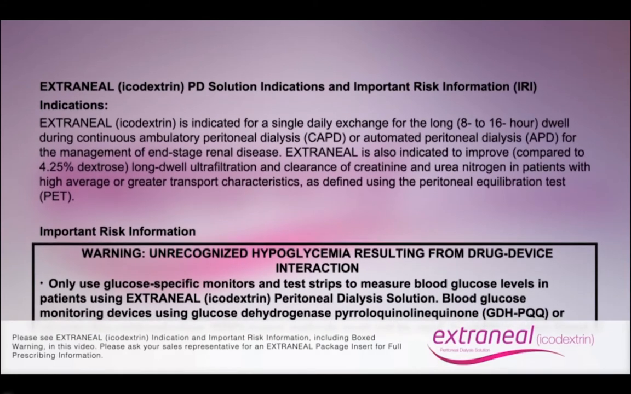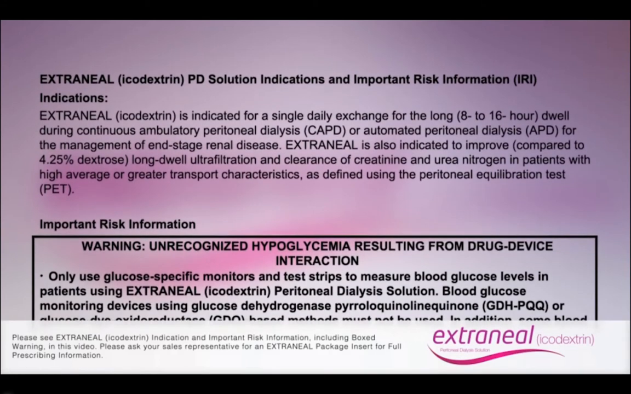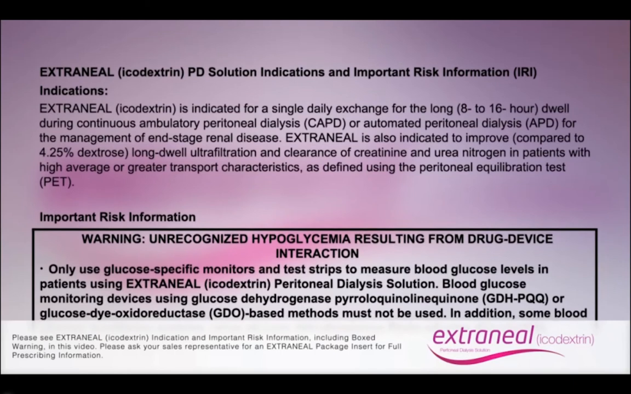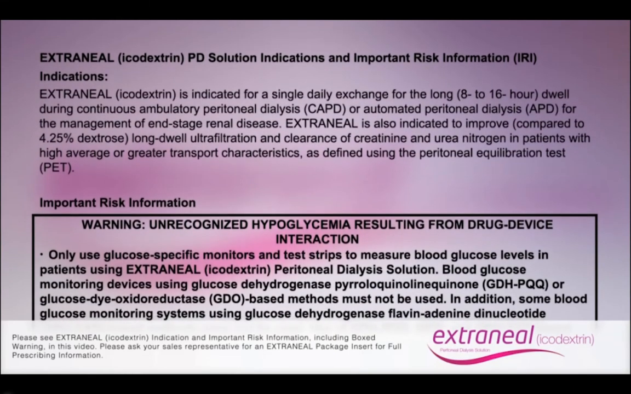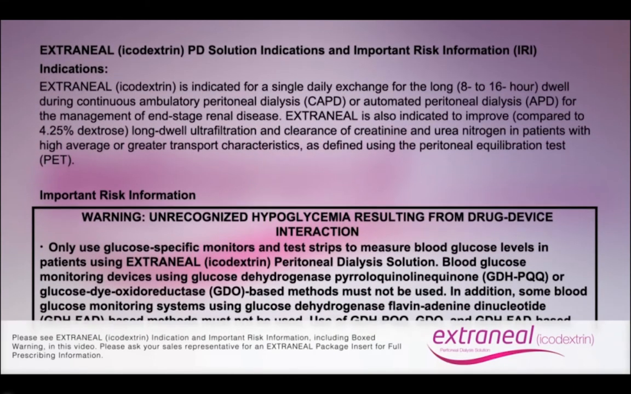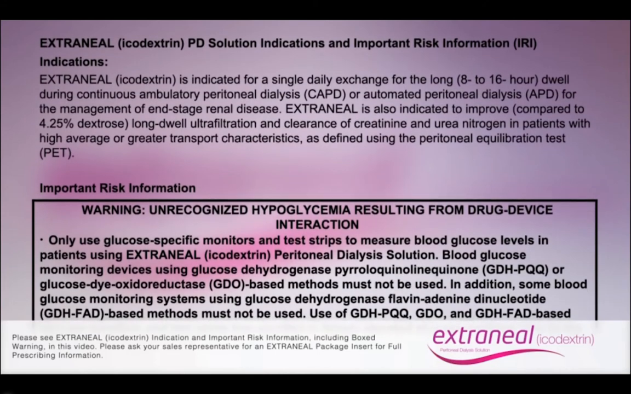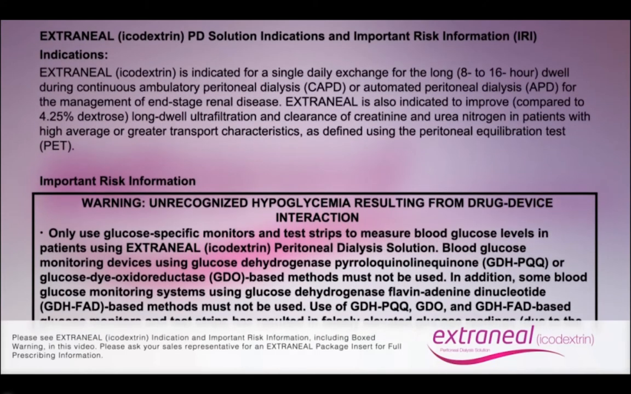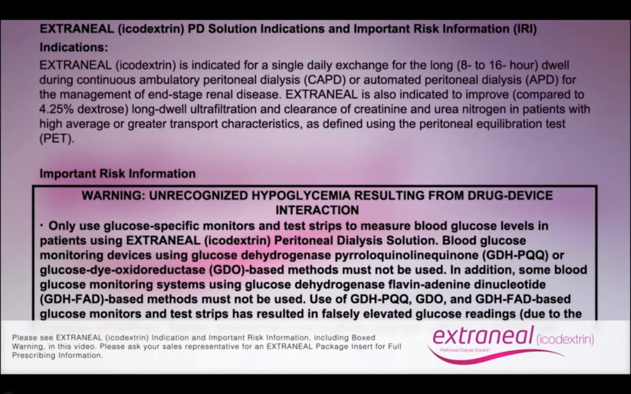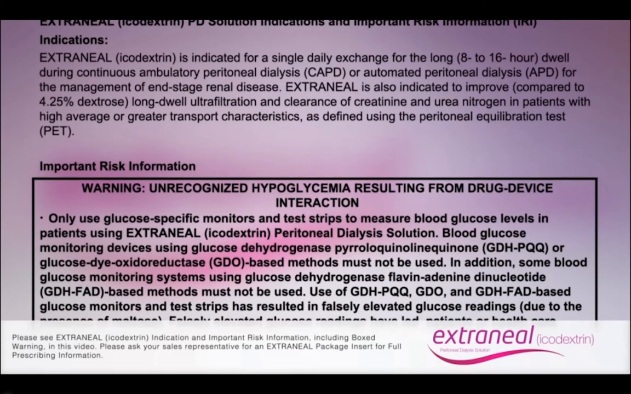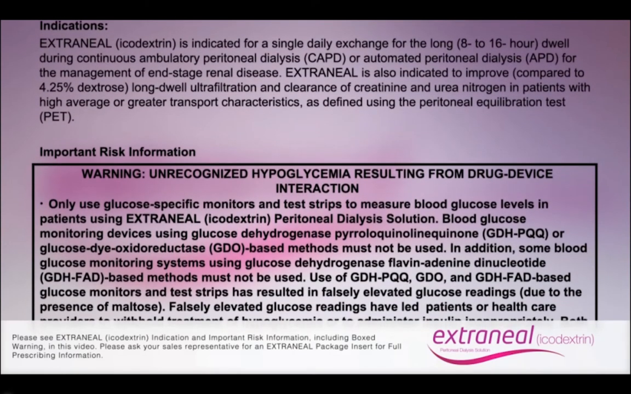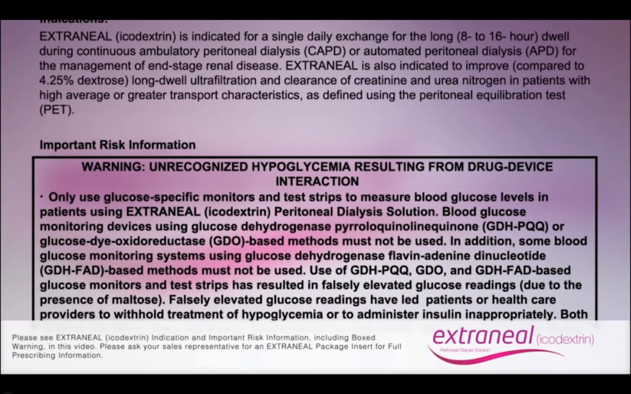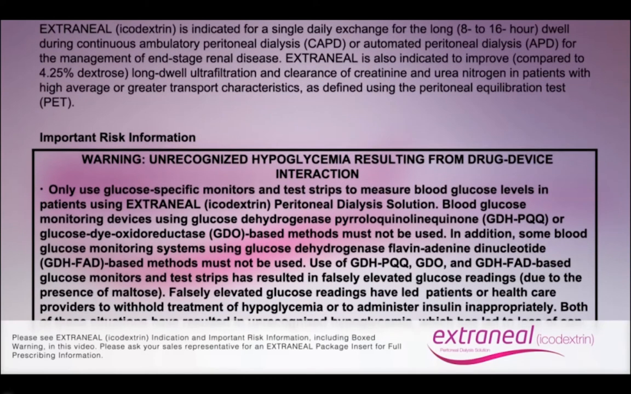Important risk information. Warning: unrecognized hypoglycemia resulting from drug-device interaction. Only use glucose-specific monitors and test strips to measure blood glucose levels in patients using Extraneal icodextrin peritoneal dialysis solution. Blood glucose monitoring devices using glucose dehydrogenase pyrroloquinoline quinone, GDH-PQQ, or glucose dioxidoreductase, GDO-based methods must not be used.